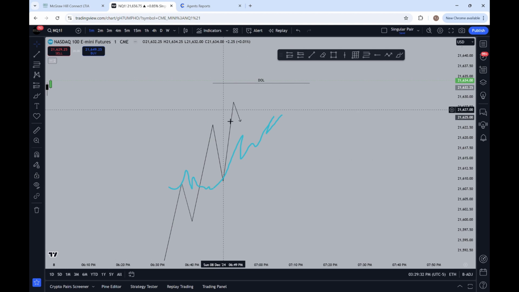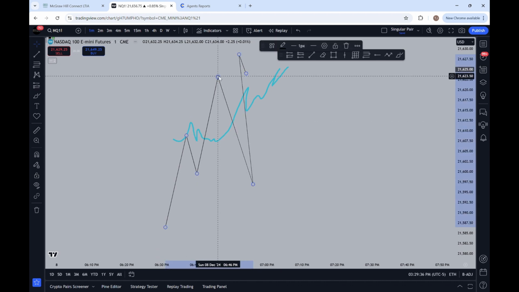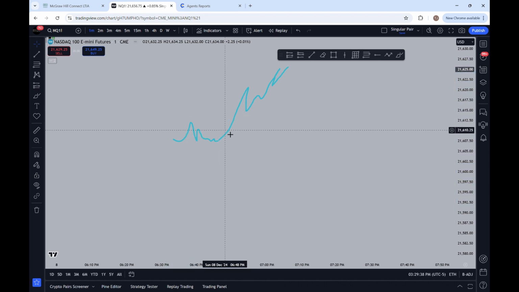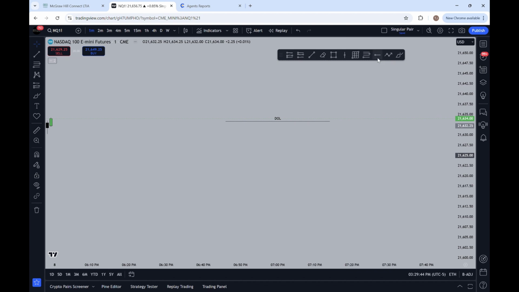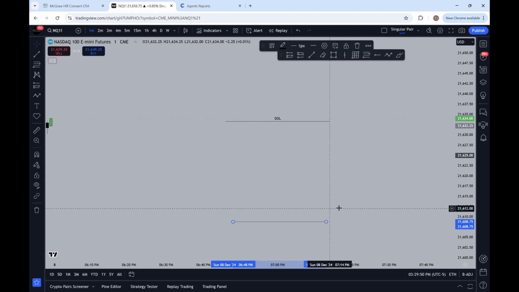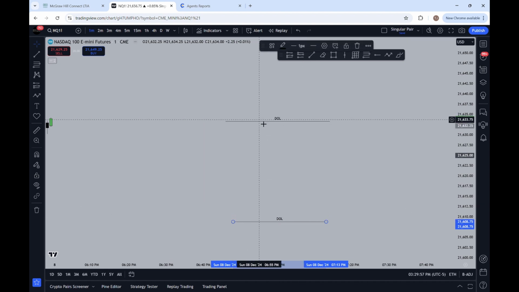But if your draw on liquidity is wrong, then, this is going to be kind of hard to explain, so watch this carefully. Let's say you think the draw on liquidity is up here, right? But the draw on liquidity is really down here. Let's just say we know the market's going down here. It's going to go to this low, right?